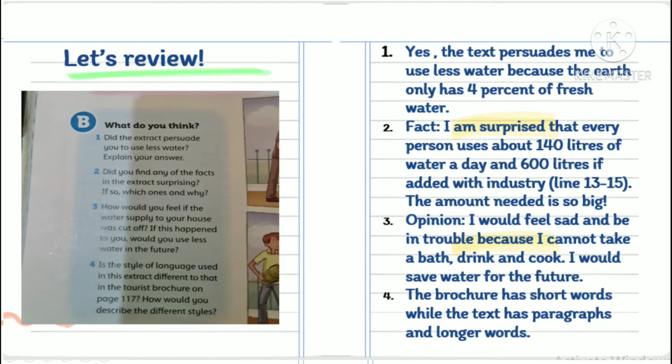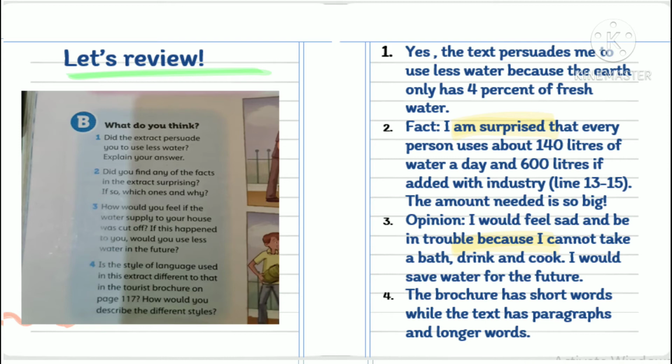Is the style of language used in this extract different to that in the tourist brochure on page 117? How would you describe the different styles? Okay, the brochure is in the page. Okay, let's open your textbook, everybody. I'm opening it. Okay, this one, everybody. 117. Okay, this one.